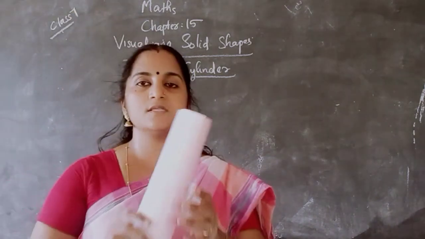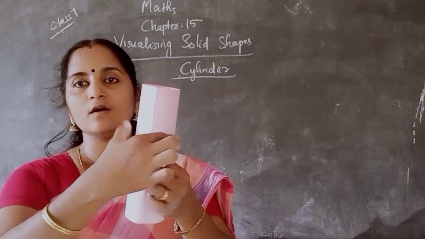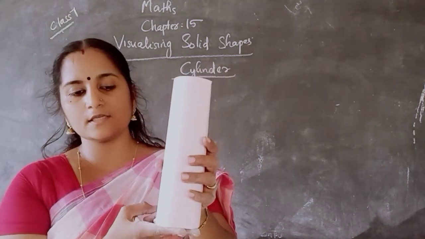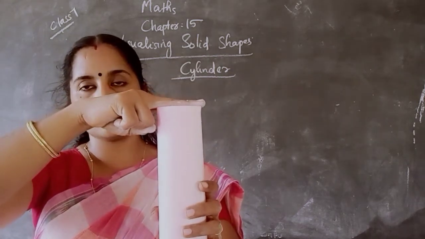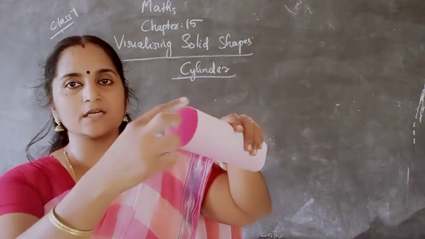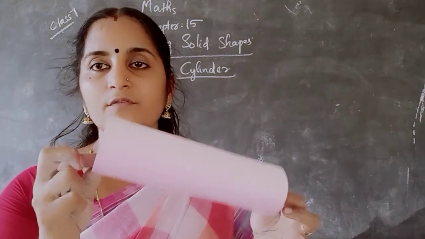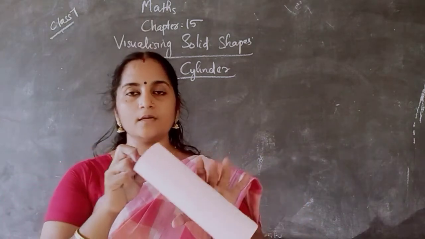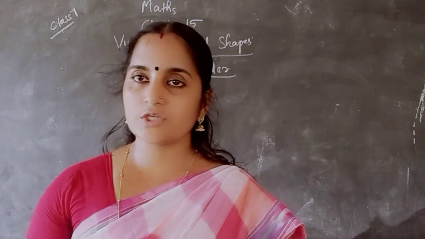So this is the model of a cylinder, and this is called a curved face, and this is the top, bottom and top. What is the shape? Circle shape. So how many faces are there? Total 3 faces are there, 1 curved face and 2 circular shapes.